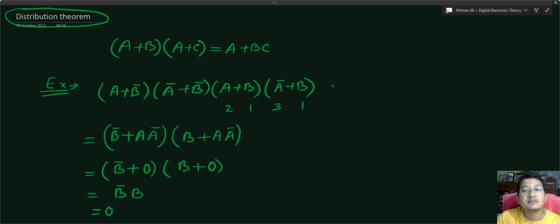So we have simplified the given expression using this distribution theorem. Otherwise, we would have to multiply each and every term and then cancel out every term, so it would be a lengthy process. If we know this distribution theorem, we can easily solve this problem.